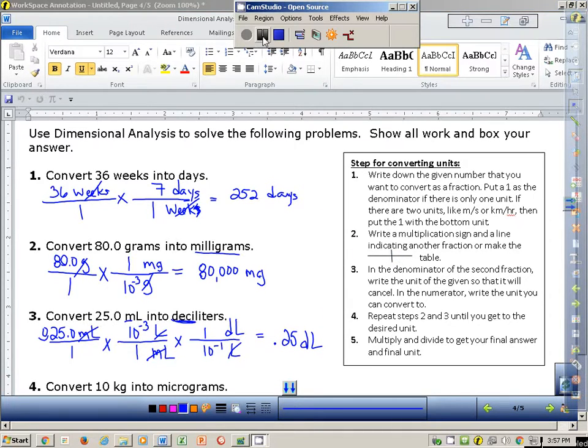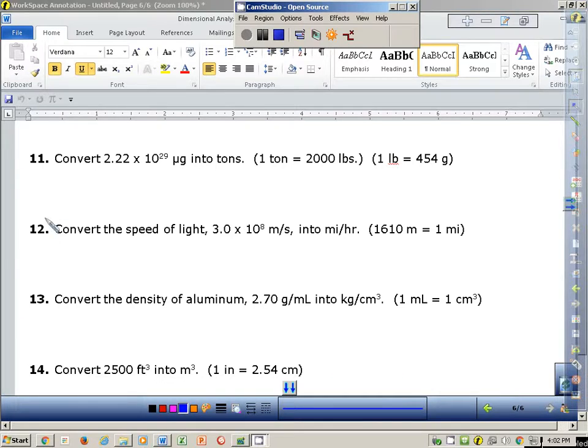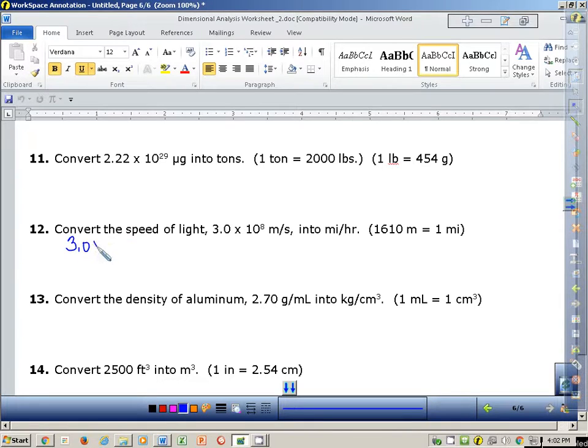Let's see if I can find one that's got 2. Okay, here's one more problem that has 2 units. We're going to do number 12 here. When we do 2 units, it's the same steps as 1 unit. So we write what we have, which is 3.0 times 10 to the 8th meters. But instead of on the bottom just putting a 1, I'm going to put 1 second, because the number 1 is understood with that. And meters per second means meters over seconds.